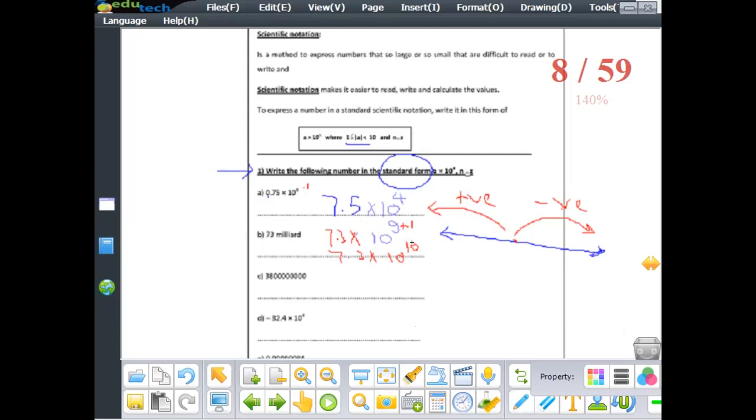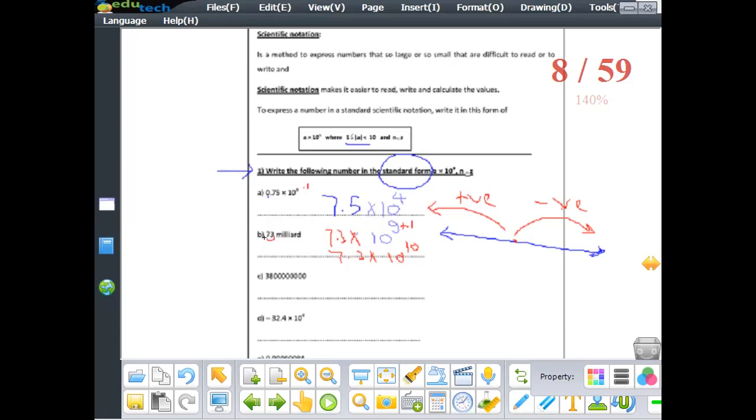I will repeat it for you again. 73 milliard means 73 times 10 power 9. Here for sure, you have to move the point one digit to the left. So it will be 7.3 times 10 power 9, and you add 1 to the power. So it will be 7.3 times 10 power 10. And this is the final answer.